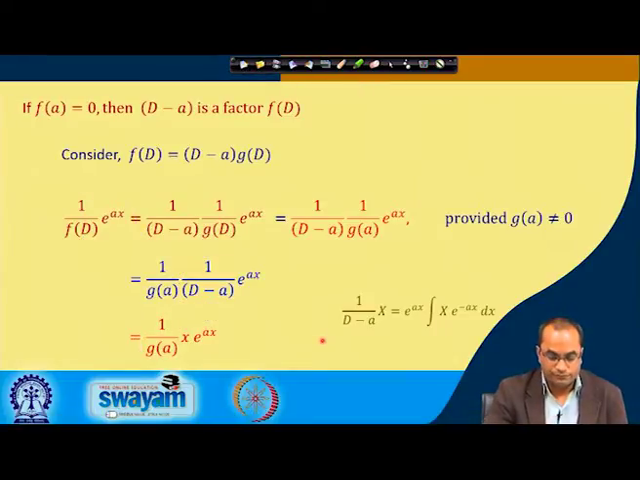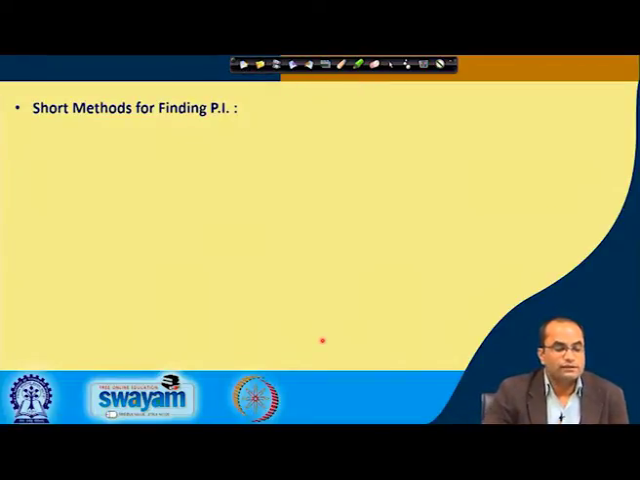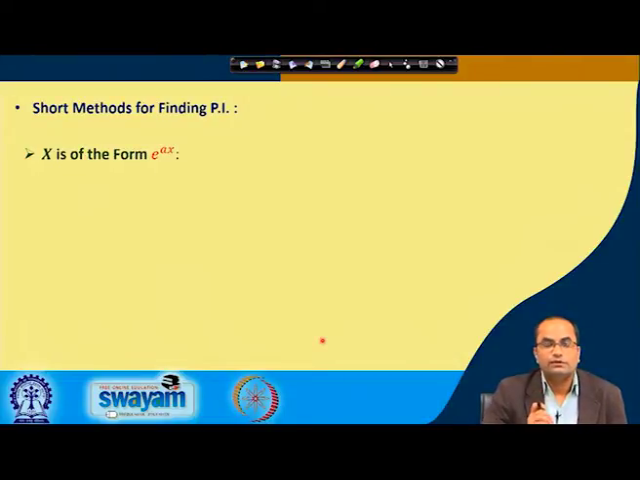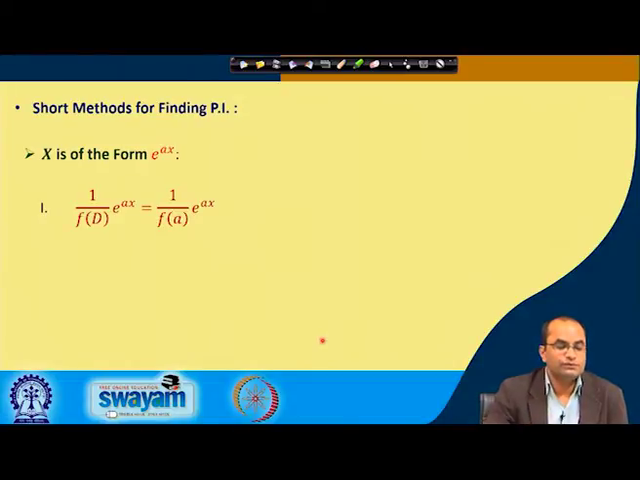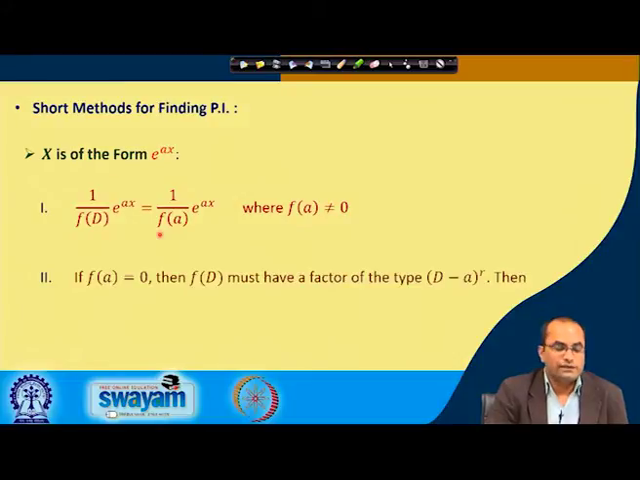Well, now what are the short methods for finding this particular integral? If this X is of the form e power a x, what we will do is, 1 over f(D) e power a x equals 1 over f(a) e power a x; this D will be replaced just by a. So, we get the value directly without using that general formula of the integral. So, directly this D will be replaced just by a, provided this f(a) is not equal to 0. If that is 0, that was the second case we have already discussed.